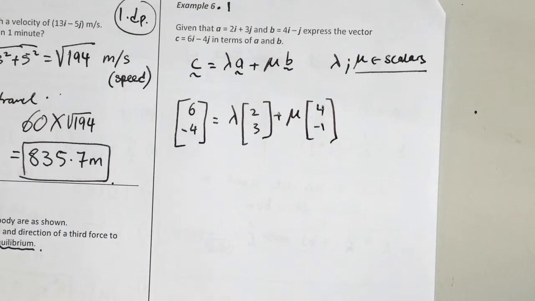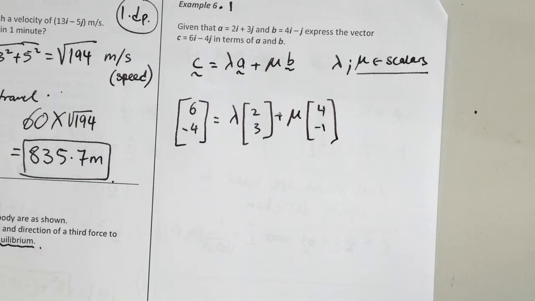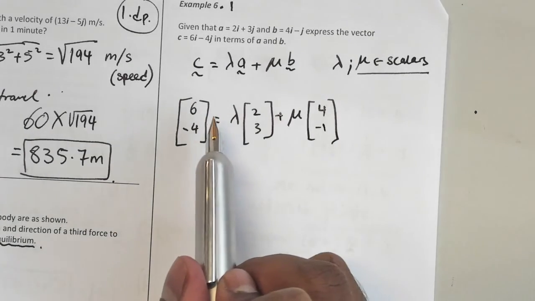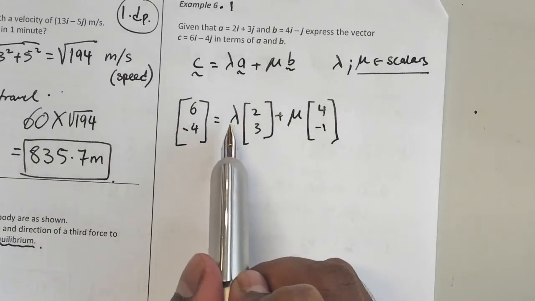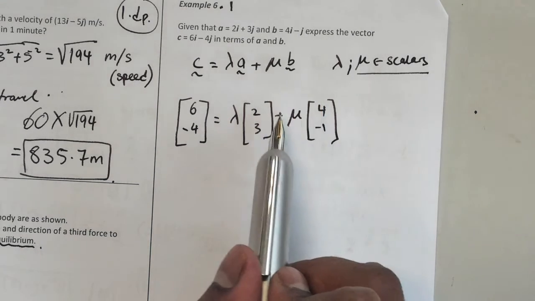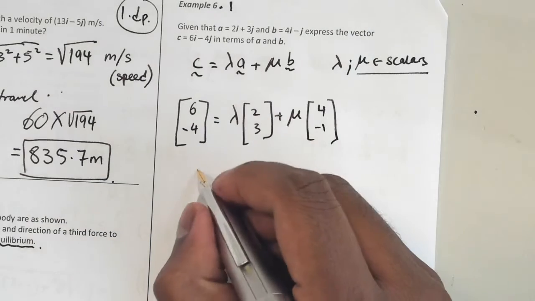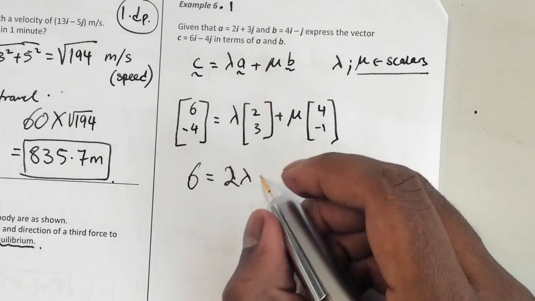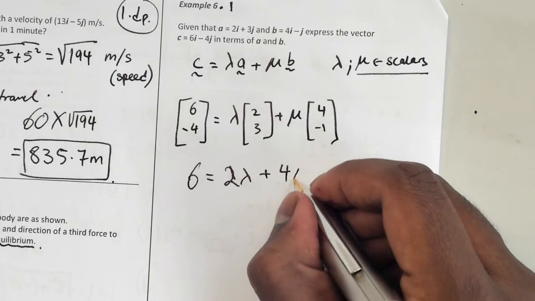Before I move on, any questions? Please stop me if it doesn't make sense. Okay, so the I component, let's just hone in on the I component. 6 equals something times 2 plus something times 4. So these two things are numbers. So 6 equals a number times 2 plus another number times 4.